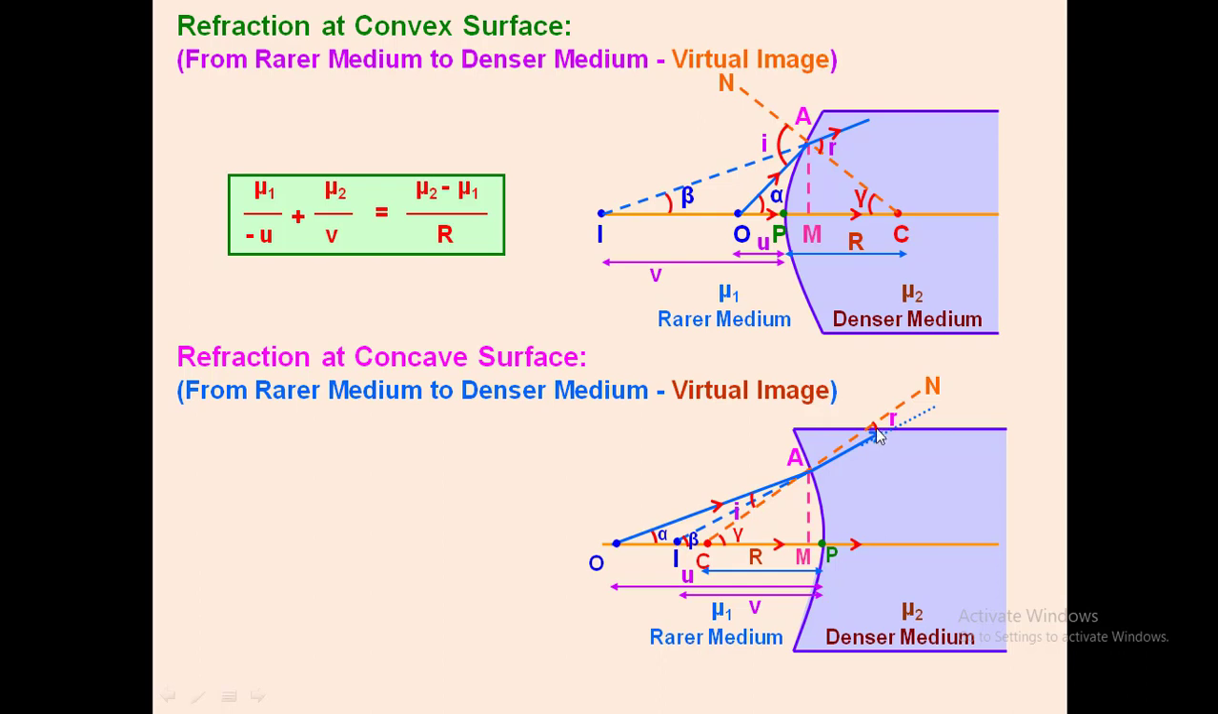This is R and this is I, alpha, beta, gamma. Use Snell's law, find the values of alpha, beta, gamma by using tan. We'll get the concept. Rearrange and substitute, and you're going to have the expression as mu1 by minus u plus mu2 by v is equal to (mu2 minus mu1) by R.